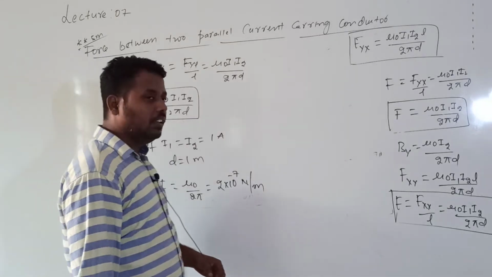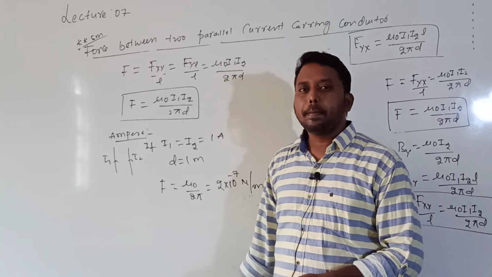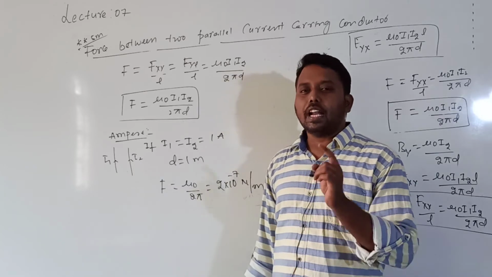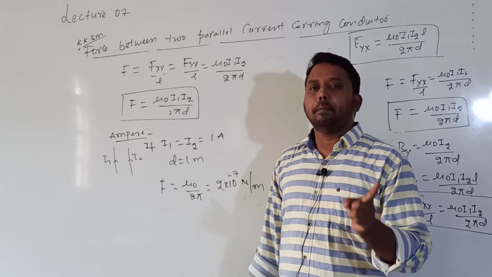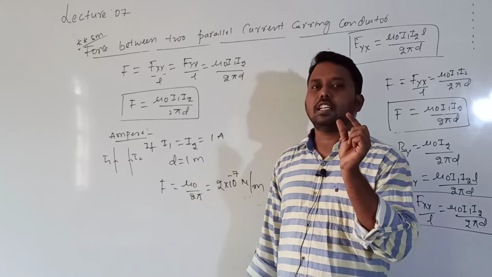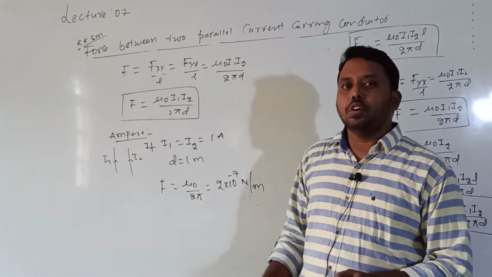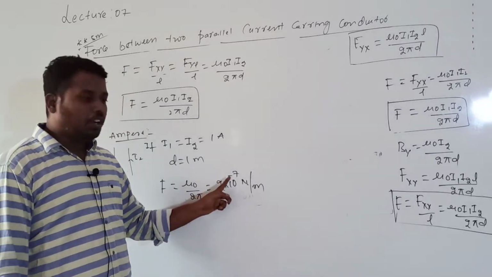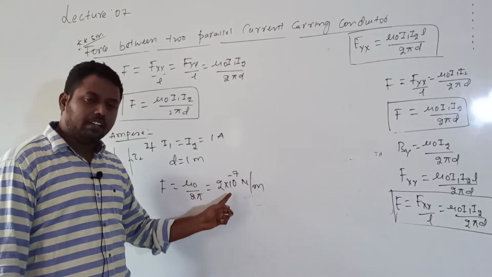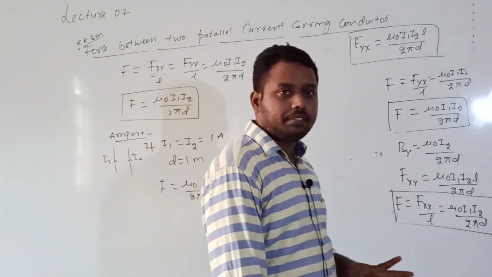That means current passing through one conductor is said to be 1 ampere when it is separated from another identical conductor in air or vacuum by a distance of 1 meter, such that they attract or repel each other with a force of 2 into 10 to the power of minus 7 Newton per meter, then the current through them is said to be 1 ampere.